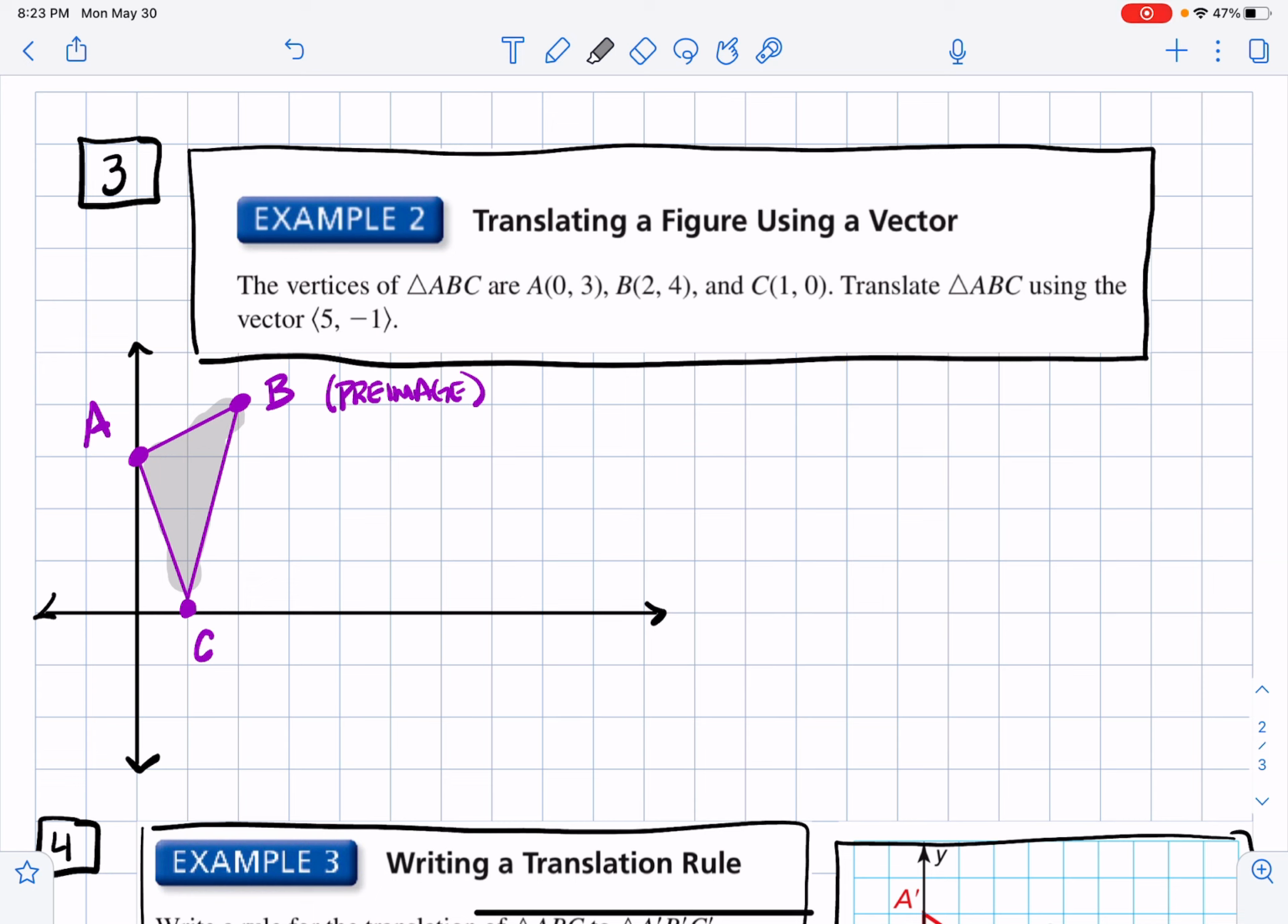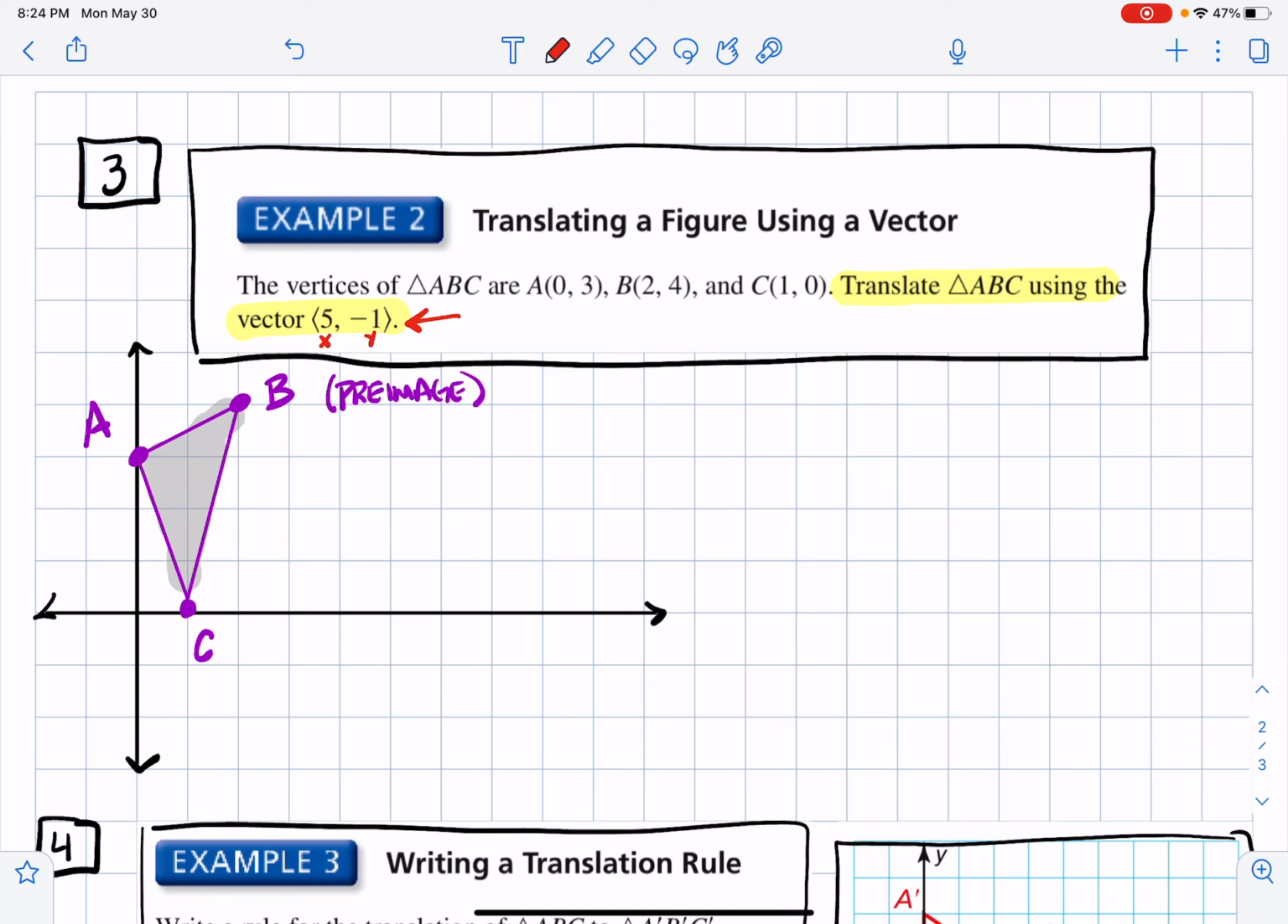Now, the question is telling me to translate this triangle using a vector 5, negative 1. All right, so what does this mean again? Don't forget that this is just your component form of a vector. So that means I go 5 units in the x direction, 1 unit in the y direction with every single point. So for point A for example, I would go 5 units in the x direction, so 1, 2, 3, 4, 5, negative 1 unit in the y direction down here, and that would be A prime.